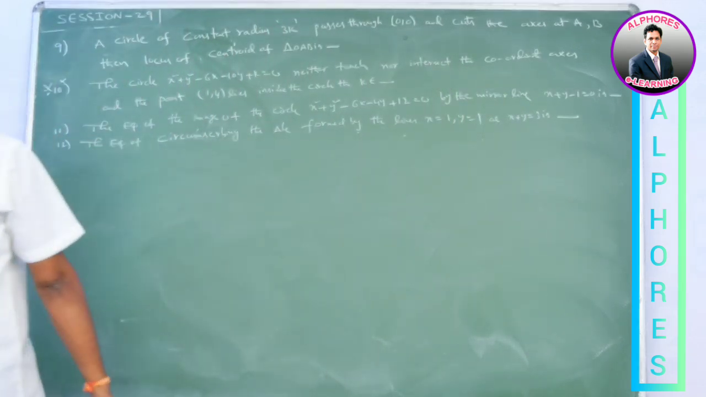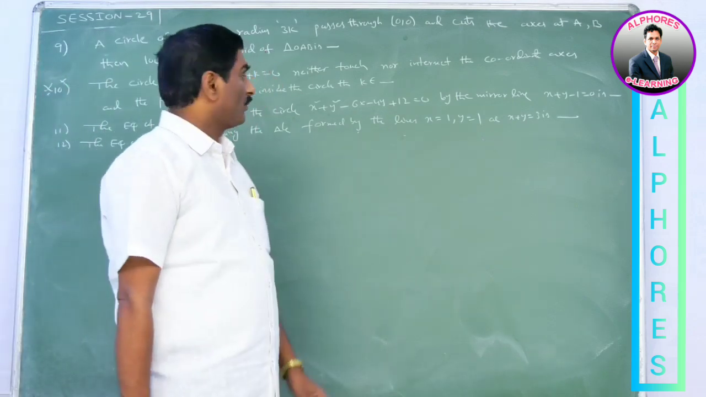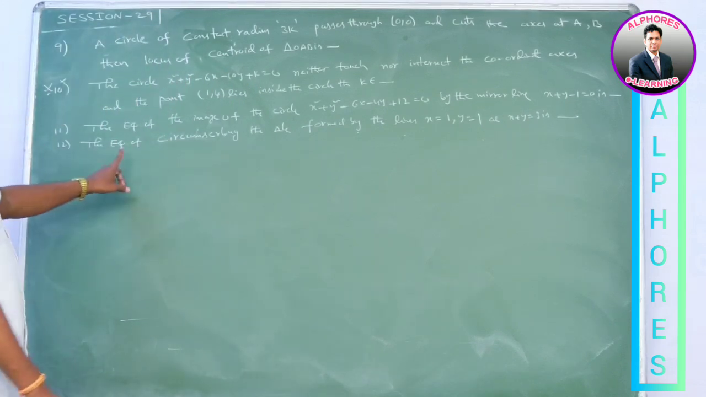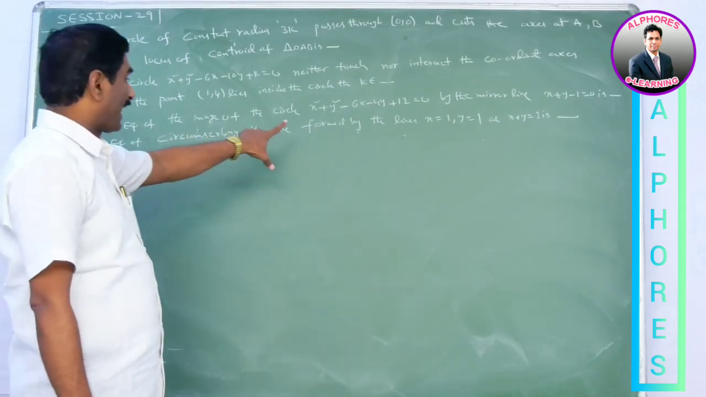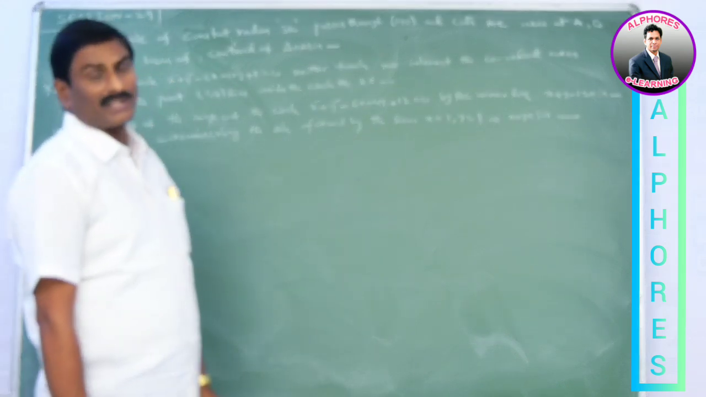The equation of the circle circumscribing the triangle formed by the lines x is equal to 1, y is equal to 1 and x plus y is equal to 3 is dash.